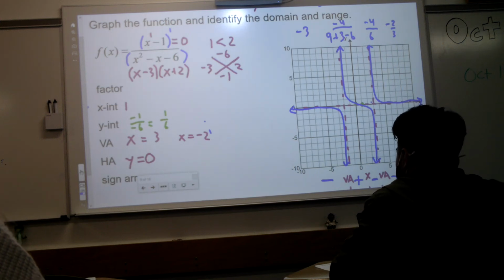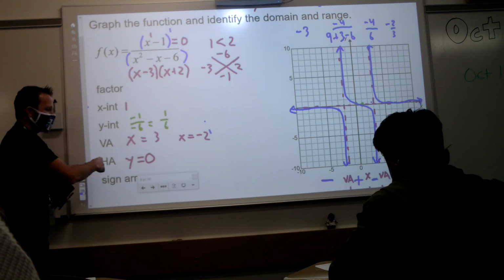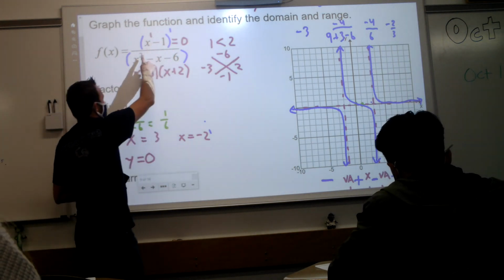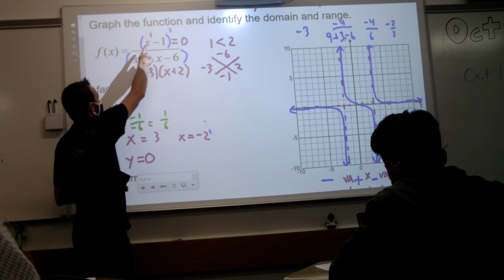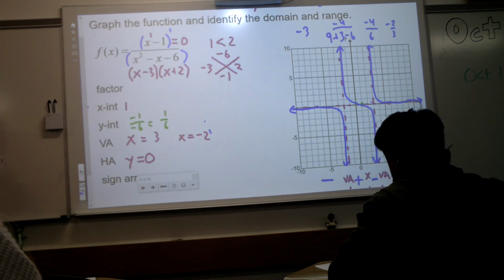Alright, I'm seeing about half of your screens have it. You guys feeling good about this? Okay, now, before I move on, let me just go over how we got this, okay? First off, how did we get the horizontal asymptote? We compared the degree of the numerator to the degree of the denominator. Since 1 is less than 2, we knew we'd get y equals 0 as a horizontal asymptote.